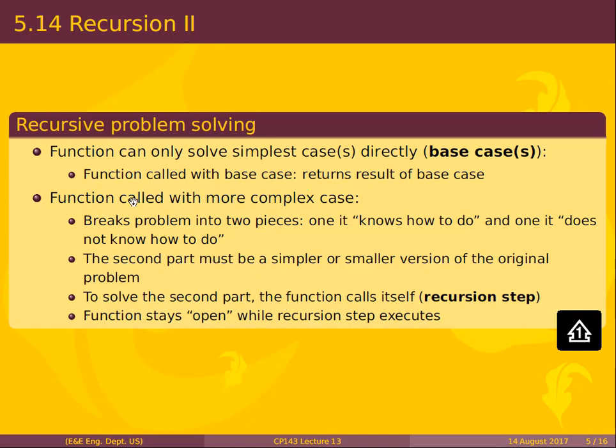But what happens if a function is called with a more complicated case, a more complicated part of the problem? Then in recursive problem solving, we break the problem down into smaller, more manageable pieces, okay? It basically breaks it down into 2 pieces. One that it knows what to do with, and the other one that it doesn't know. So the second part, the one that it doesn't know, has to be simpler or smaller than the original problem. So we call this second step the recursive step, all right?